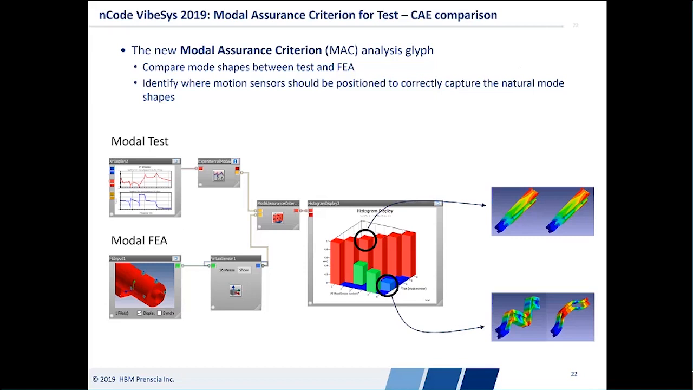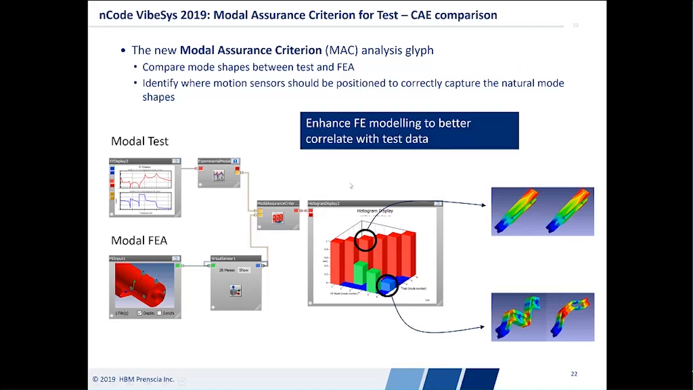Now, another use of the MAC is for identifying where those sensors, accelerometers, should be positioned on your FE. Where should you position your sensors on your component to correctly capture all the natural mode shapes, right? So you could do that in the CAE world by sticking virtual sensors and calculating what we call the AutoMAC. So let me show that in the next slide.